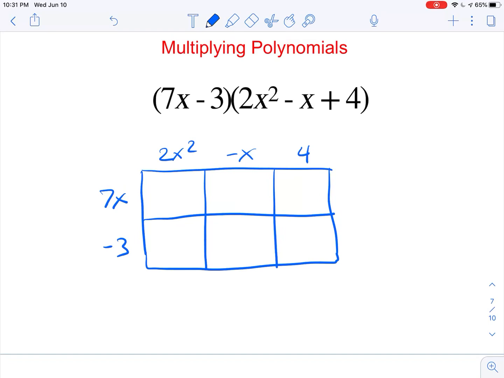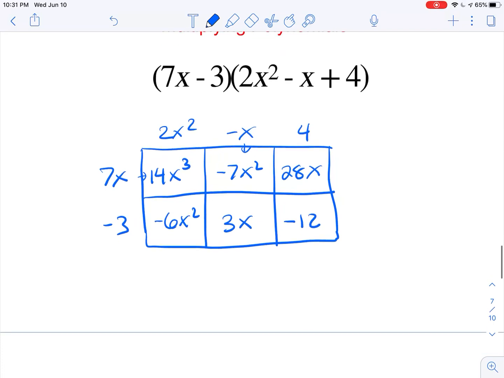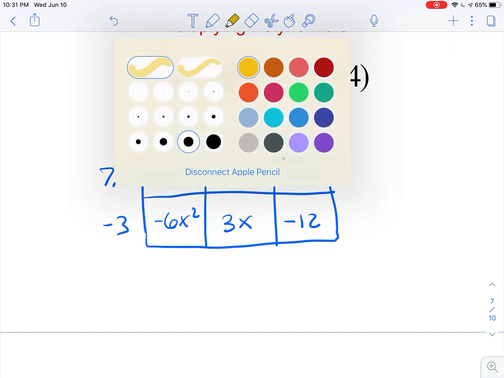So I write my terms for each box, and then again, multiply box by box. So 2x squared times 7x gives me 14x cubed. Minus x and 7x gives me minus 7x squared. 4 times 7 is 28x. 2x squared times minus 3 is minus 6x squared. Minus x and minus 3 is a positive 3x. And then last but not least, a minus 12.